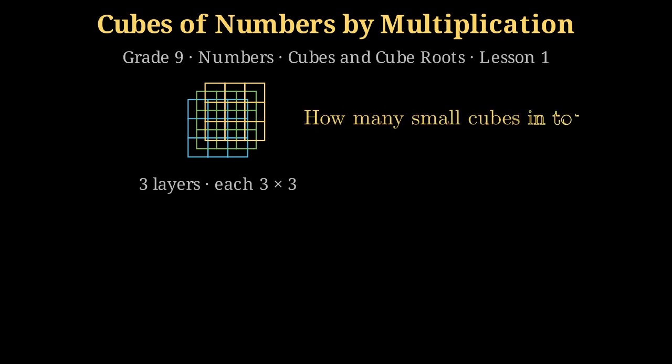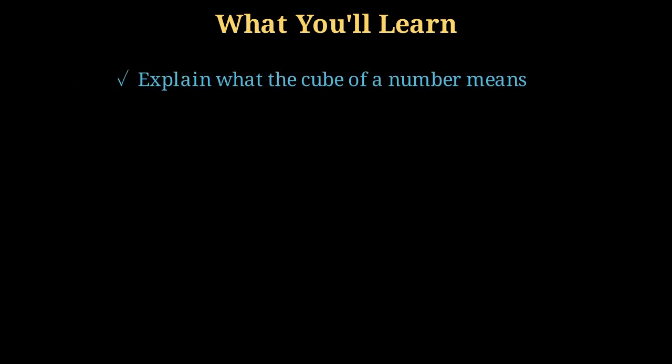9, 18, 27. By the end of this lesson, you will answer that in 1 second, for any size of stack, using one simple multiplication idea called cubing. By the end of this lesson, you will be able to first explain exactly what the cube of a number means and where the little 3 comes from.